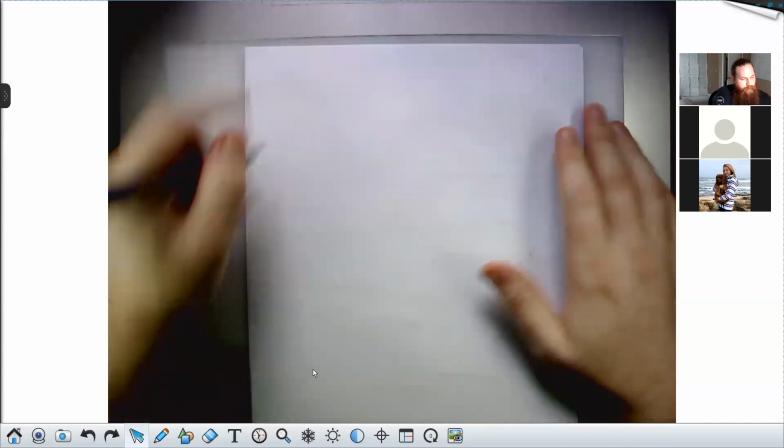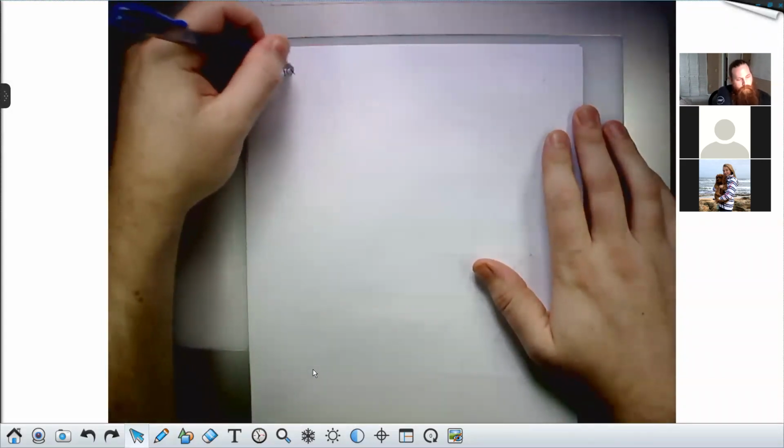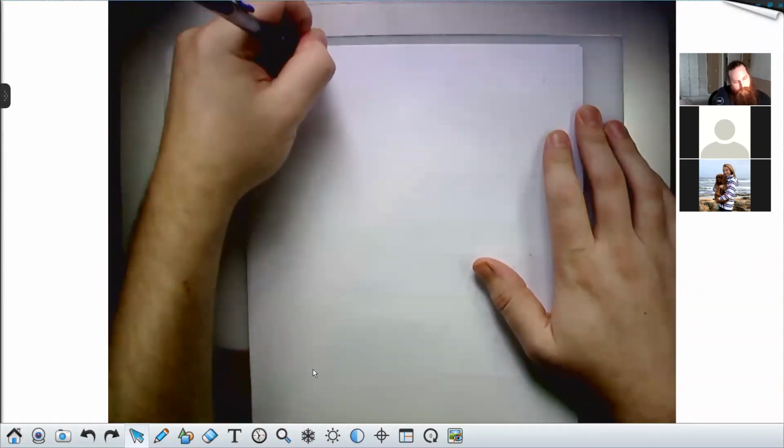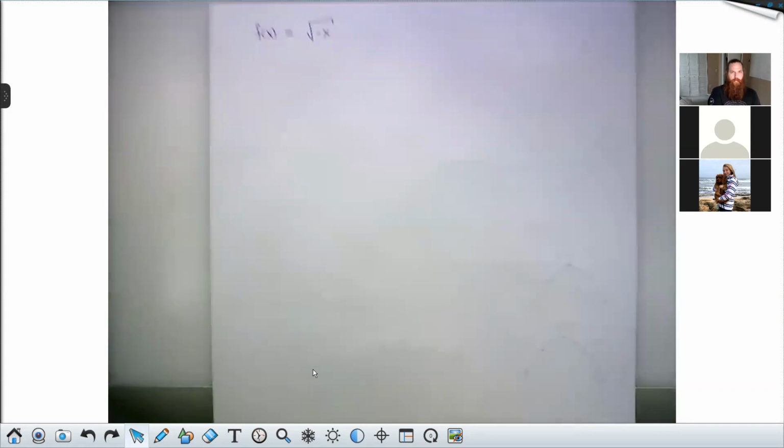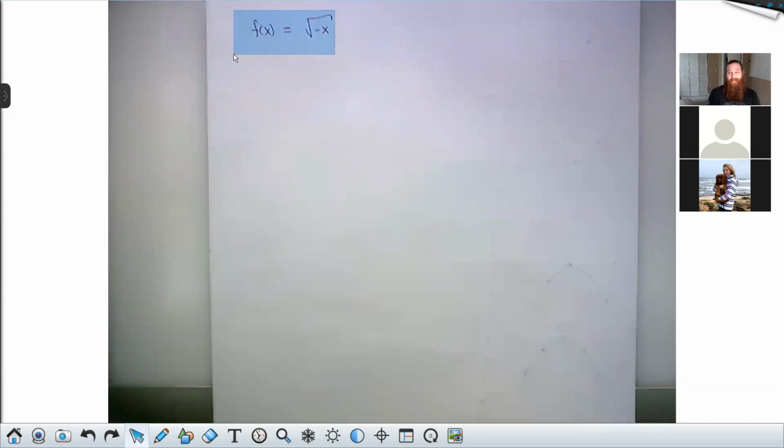A question I enjoy asking college algebra students. They don't like it very much though. What is this? We know that square roots don't like negative numbers. Come on, focus. How could I graph the square root of negative x?